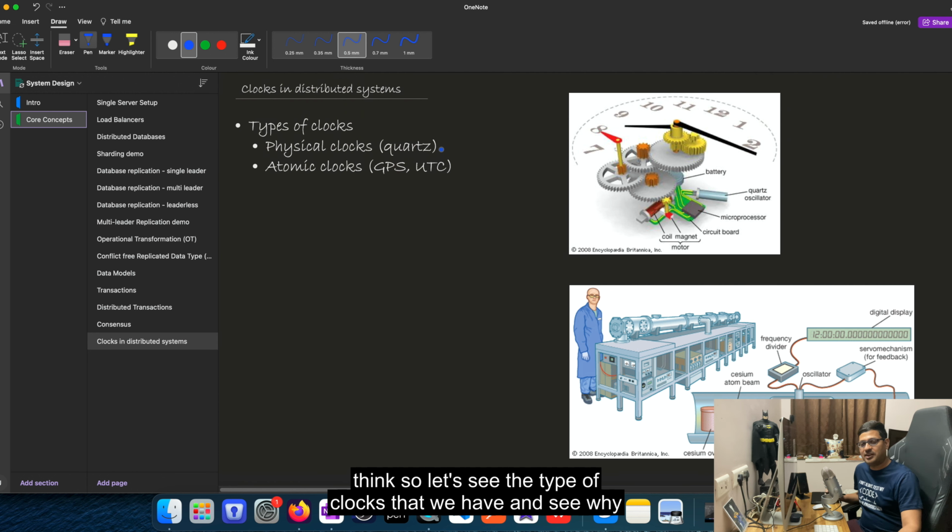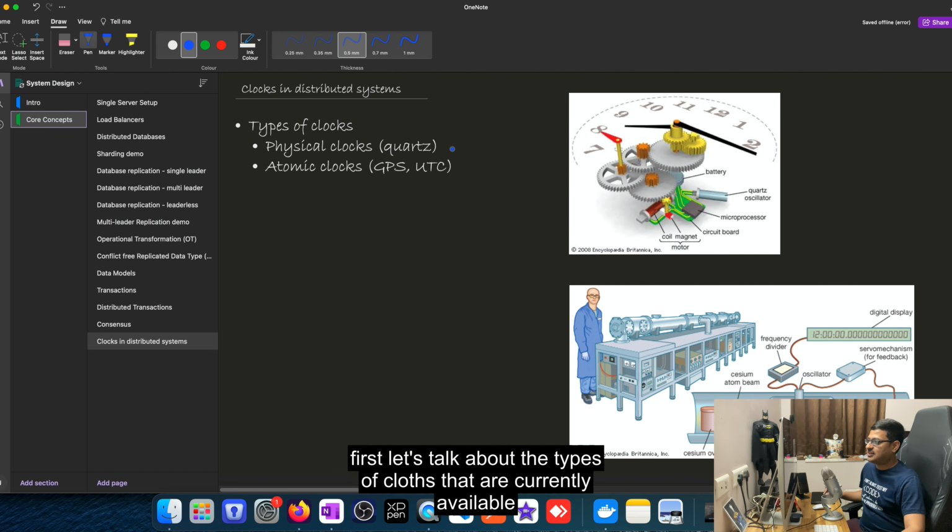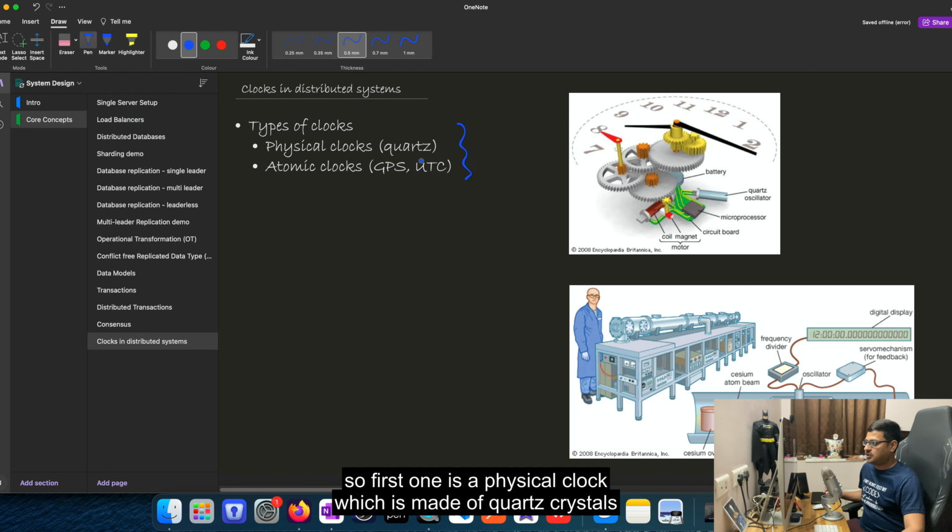So let's see the type of clocks that we have and see why they are an issue and what are the possible solutions, right? So first, let's talk about the types of clocks that are currently available. The first one is a physical clock, which is made of quartz crystal, right? This is part of the analog watches and wall clocks, and also the clocks that come with computers and laptops, which display time even when they are offline, right?